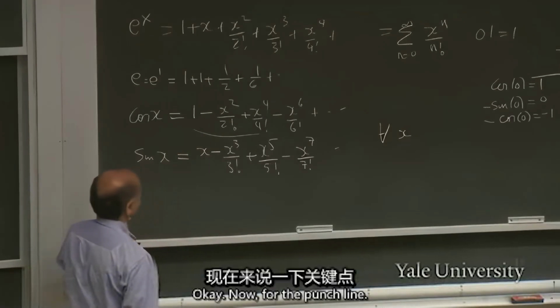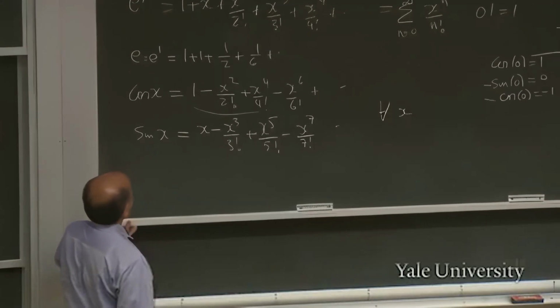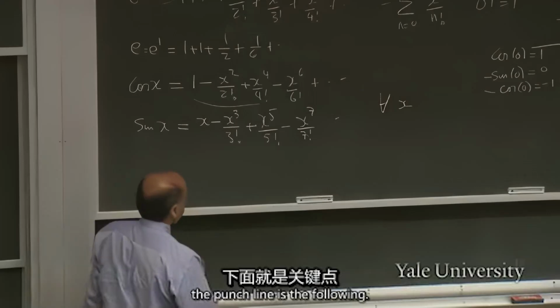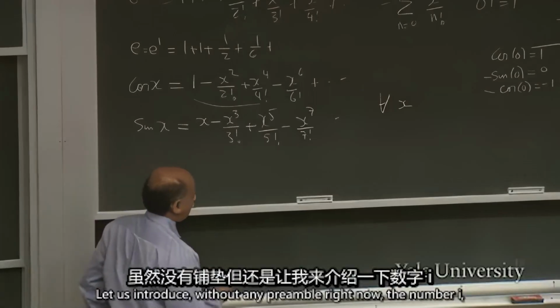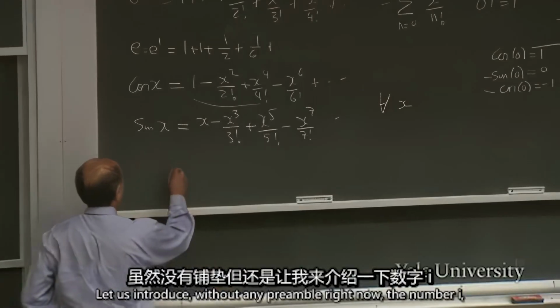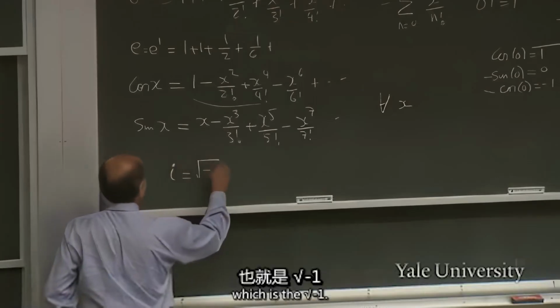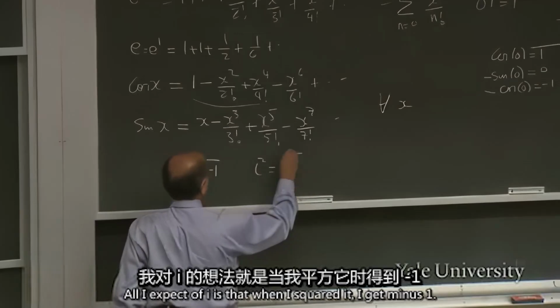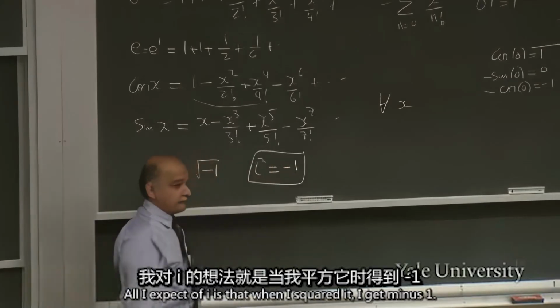Okay, now for the punchline. I think some of you may know what the punchline is. The punchline is the following. Let us introduce, without any preamble right now, the number i, which is the square root of minus 1. All I expect of i is that when I square it, I get minus 1.